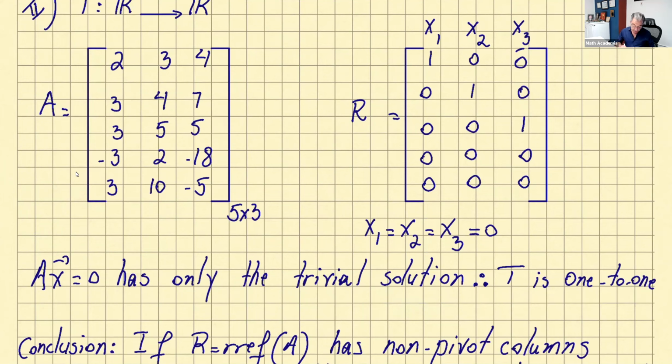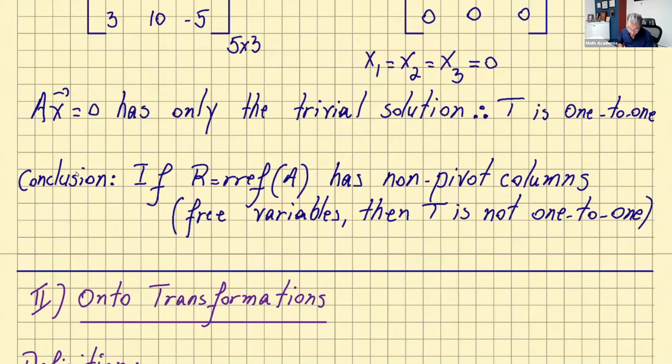What's the conclusion or the shortcut of that? If R, the RREF of A, has non-pivot columns or free variables, then you can say T is not 1 to 1. So each time you see a free variable or a non-pivot column in the RREF, that transformation is not 1 to 1. That's the shortcut to see if it's 1 to 1 or not.